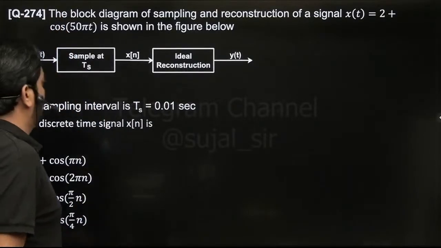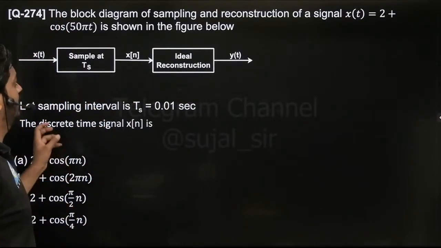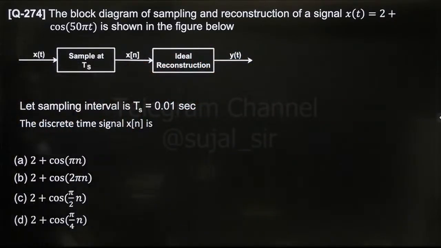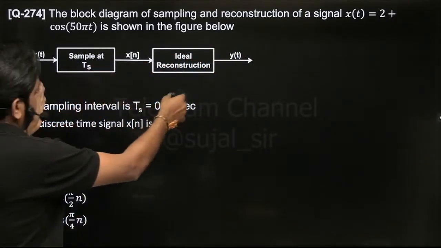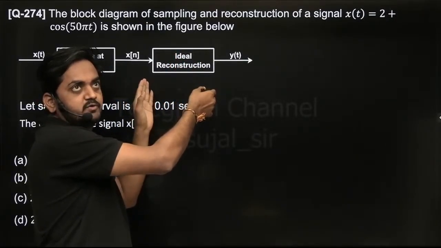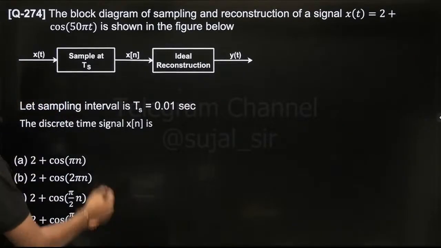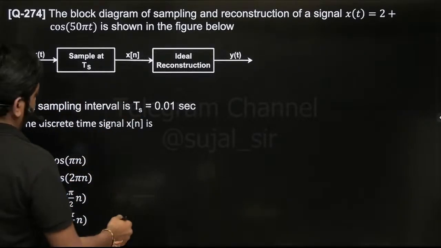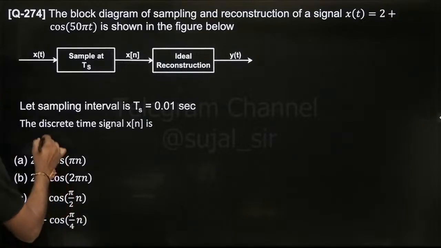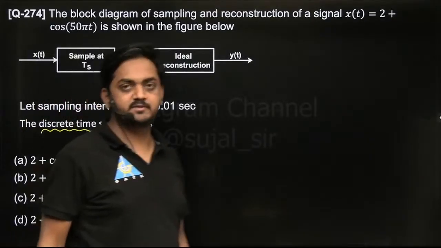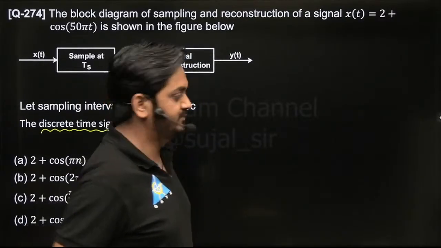Okay, the same question. The block diagram of sampling and reconstruction of signal x of t is shown in the figure below. Here this is the sampling process and this is the reconstruction. We want to get back the original signal from its sampled version. The sampling interval is given. They are asking for the discrete time signal.